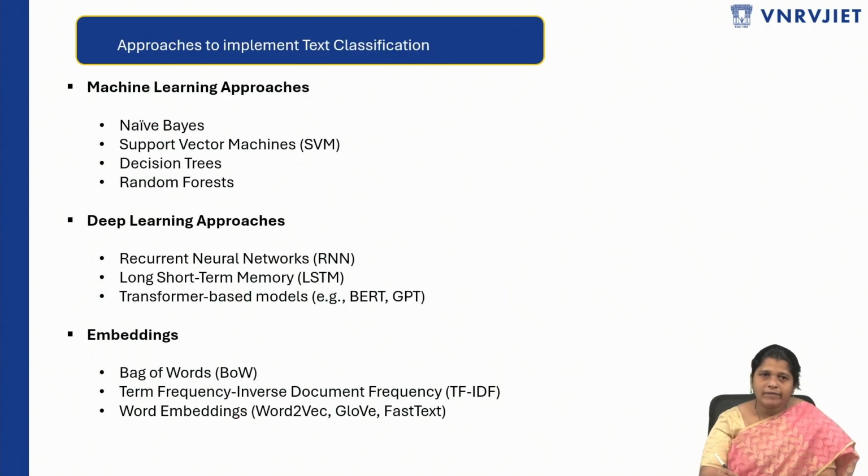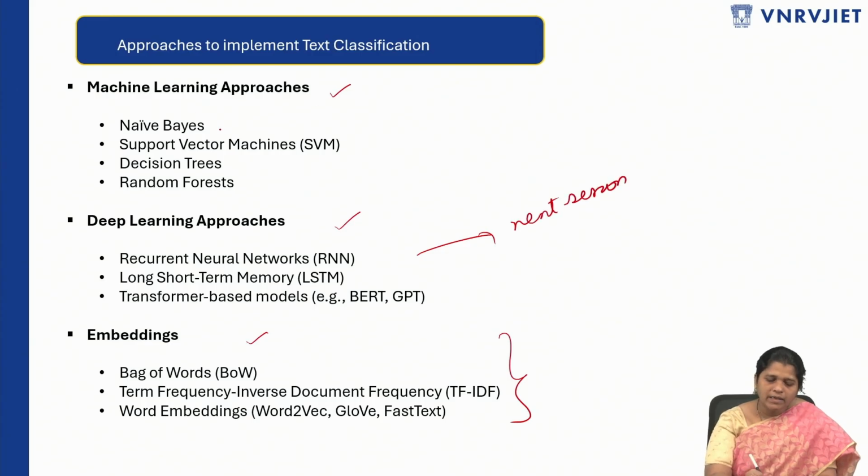Next we have some approaches to implement this: machine learning, deep learning approaches and the use of embeddings. The embedding types we have seen in the earlier sessions. For deep learning, we apply deep learning models with LSTMs and RNNs. For some examples, we can see them in the next sessions.